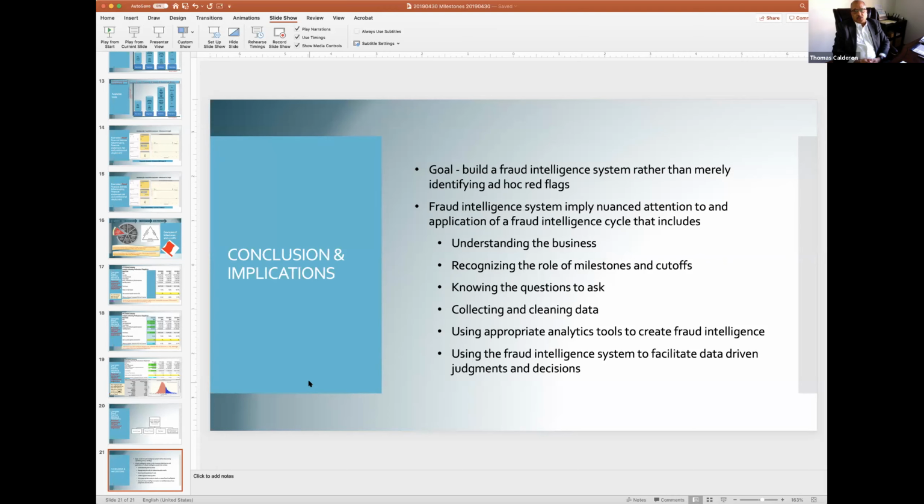In trying to do this, we have to understand the business. We have to understand the role of milestones and cutoffs. We have to know what questions to ask. In other words, we have to have the analytics mindset. We have to collect and clean data. Usually that's the most difficult task. We have to use appropriate analytics tools, and we have to use the fraud intelligence system that we create in order to facilitate data-driven judgments and decisions. So overall, this is my presentation to you.